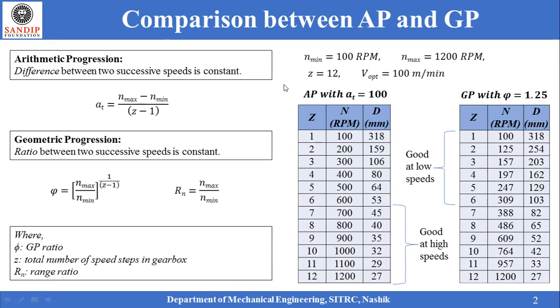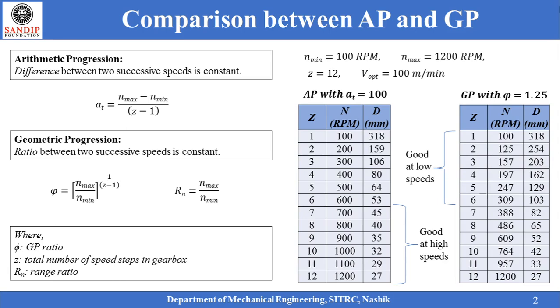Let us talk about one more point. If we are using arithmetic progression, then we have to use a simple gear train. If you want to design a simple gear train having 12 speed steps, we will have two shafts. One of them will be a driving shaft, the other will be the driven shaft. On the driving shaft there will be 12 gear wheels. Similarly, there will be 12 driven gear wheels corresponding to the driving wheels. So in total we have to use 24 gear wheels, and you can imagine the length of the gearbox will be substantial.